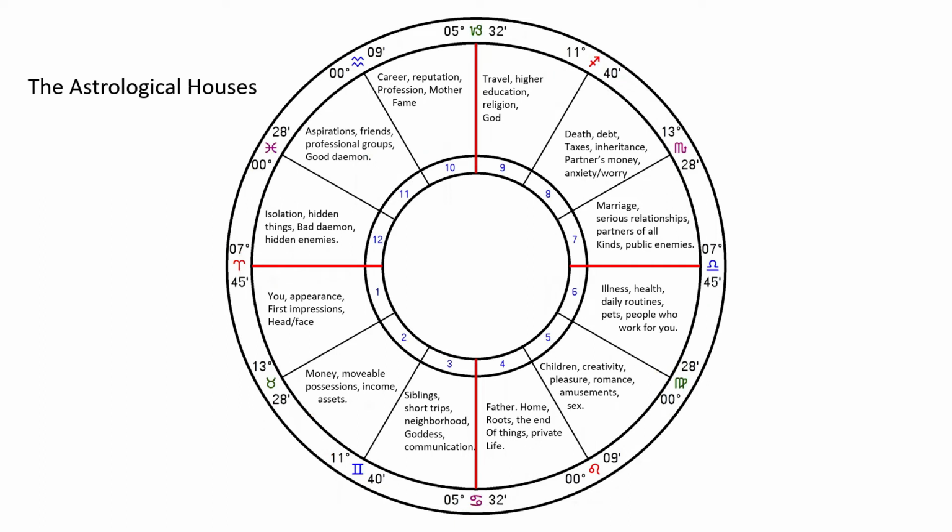We divide the circle of the astrological chart of 360 degrees into 12 sectors. Each of these sectors is called a house. An astrological house represents an arena of life. Here is a summary in broad strokes of what they symbolize. So we have the first house, which symbolizes you, your appearance, first impressions. It also represents literally your head or your face, what you look like.